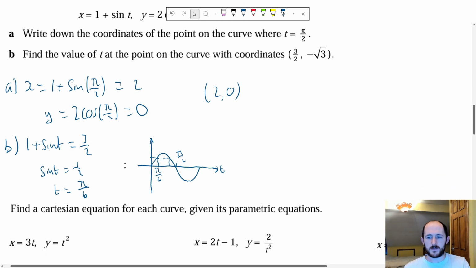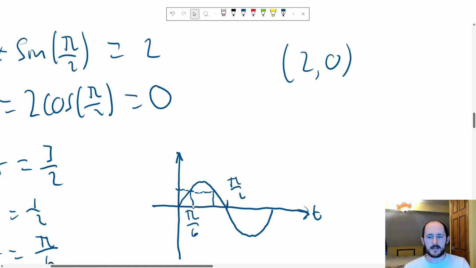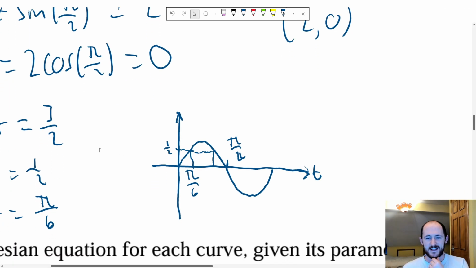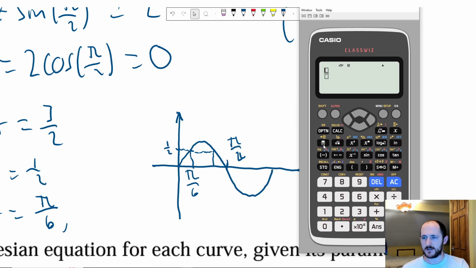Now, the interesting thing about the sine and cosine graphs is that they're symmetrical. So going from 0 up to a half is a distance of pi over 6, which means going from a half down to 0 is also a distance of pi over 6. So in other words, that value here is pi over 2 minus pi over 6. Can I do that in my head? Probably, but let's not be arrogant. Let's just quickly use a calculator. So pi over 2, subtract answer, gives me pi over 3.